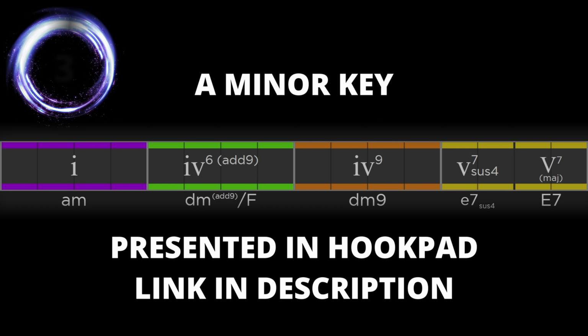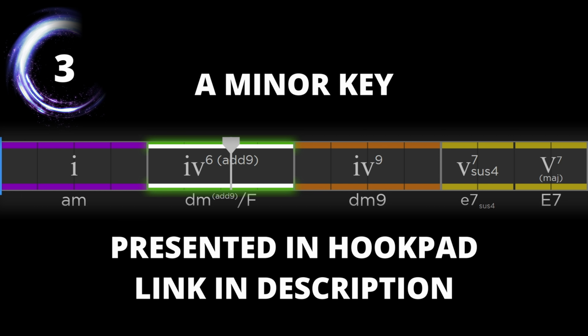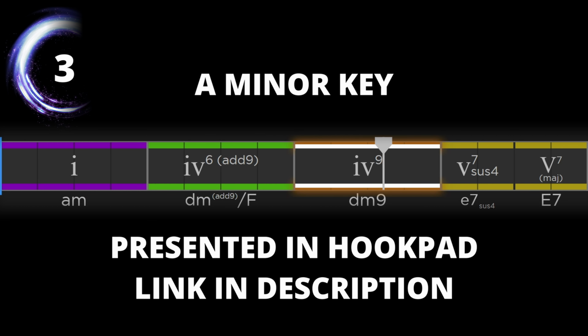Into the top 3 now, with 1, 1st inversion 4 add 9, 4 minor 9th, 5 7 sus4, major 5 dominant 7th. This might seem like a complicated progression, but just focus on the sound of the progression and what the minor 9th chord brings to it. It is tense and unsettled. You can hear this in Ken's theme from Street Fighter 2.